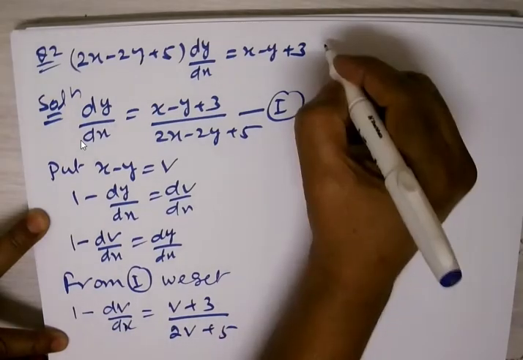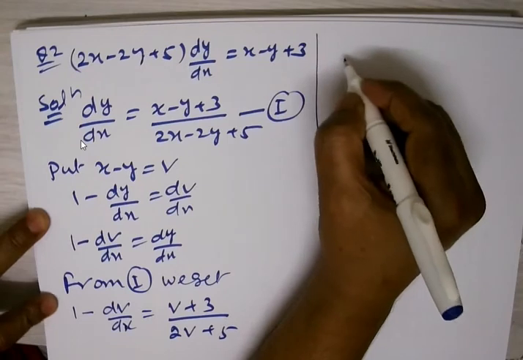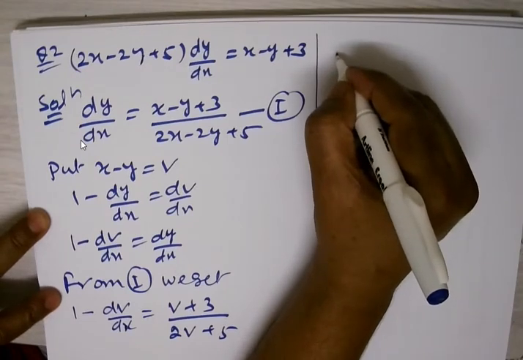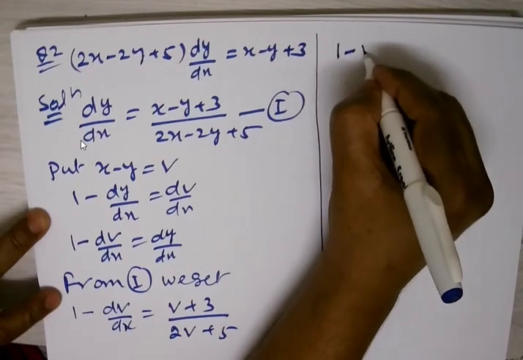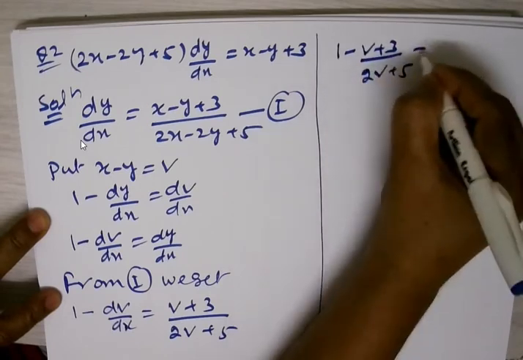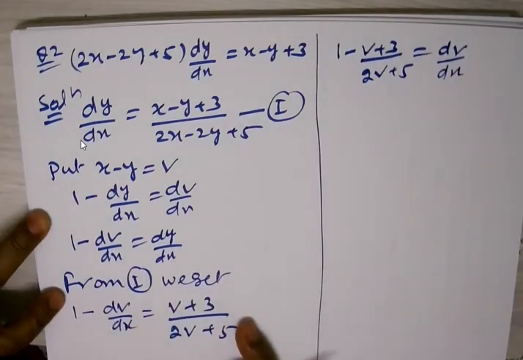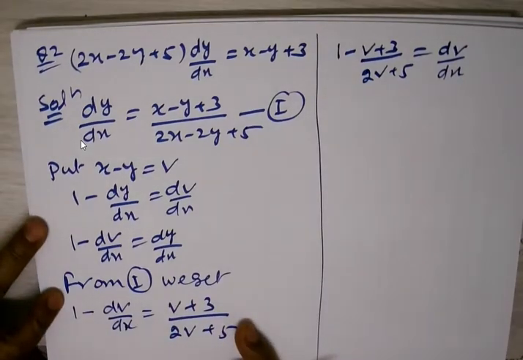Now simplify it. If you simplify it, it comes now 1 minus v plus 3 by 2v plus 5 is equal to dv by dx. Why I am replacing this one here? Because of negativity is always difficult thing. So I just try to put dv dx as positive. So replace this one here and this one here.